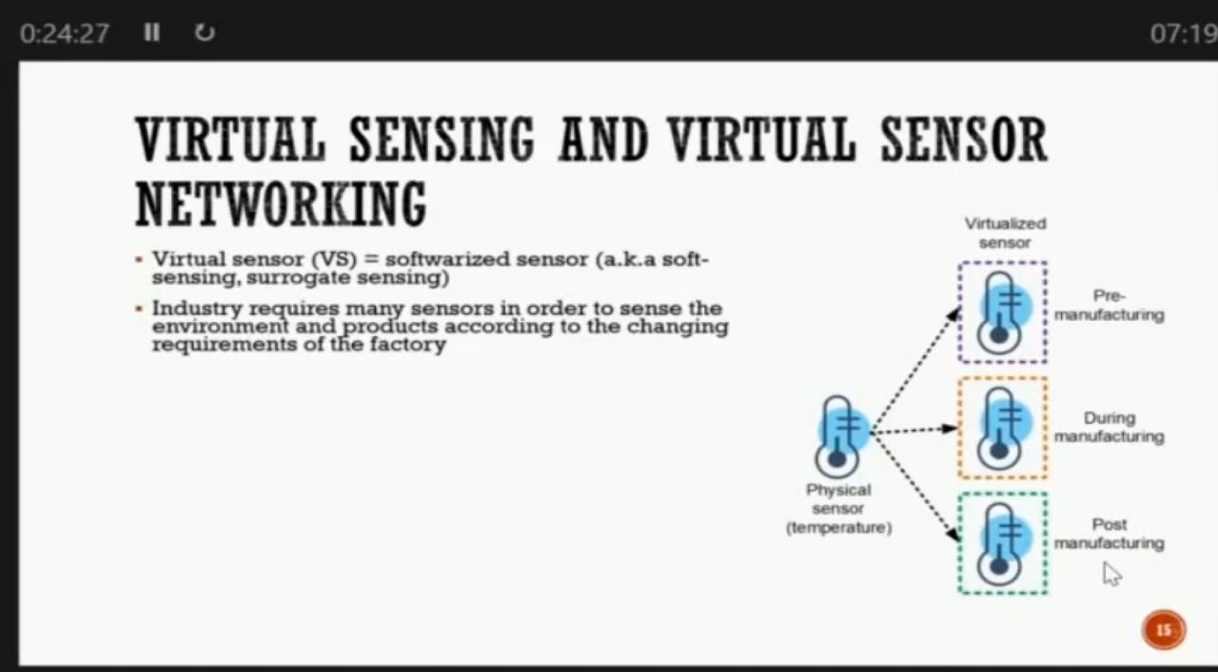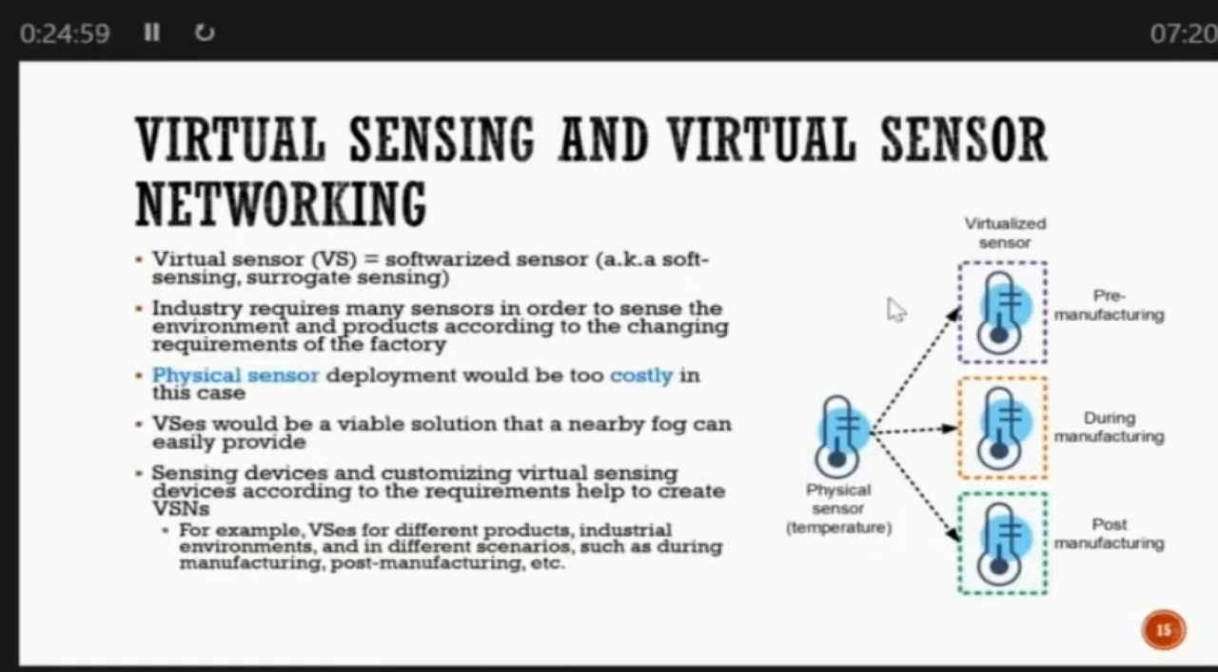What is a virtual sensor? When you have a physical sensor and you softwareize your physical sensor, it means that you have a software copy of your physical sensor and you modify the software copy based on your requirements. This is known as virtual sensor, and this technology is known as virtual sensing. And when you connect different virtual sensors, this is known as virtual sensor networking or VSN. So this is the key concept of virtual sensing and virtual sensor networking.